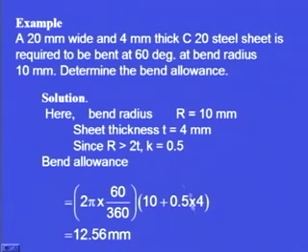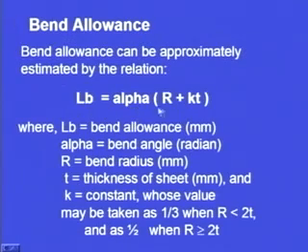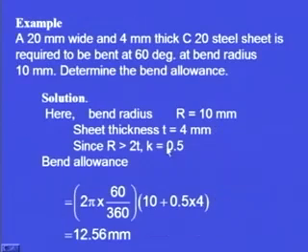In our equation 0.5 is the value of K, 4 is the value of sheet thickness, 10 is the value of bend radius. So, the formula is alpha into the summation of R plus KT. Using this equation, alpha into the value of R plus K into T, we get 12.56 millimeter. So, using this mathematical formula we can very easily calculate what the bend allowance is going to be. We have calculated the bend allowance.